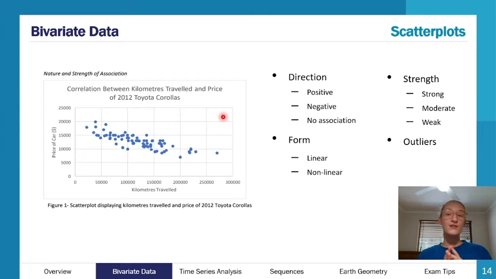So again, whenever you're discussing a scatter plot, we're thinking direction, form, strength, and outliers. So direction, I've decided it's negative. Form, linear or non-linear. So linear is saying it's forming a linear pattern, like a straight line. Whereas non-linear could be going like this, or changing directions, anything that's not in a straight line. This does appear to me to be a linear pattern, because it does look like it's following a straight line for the most part.